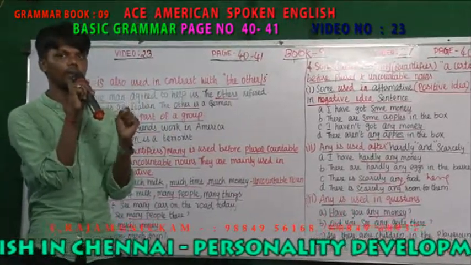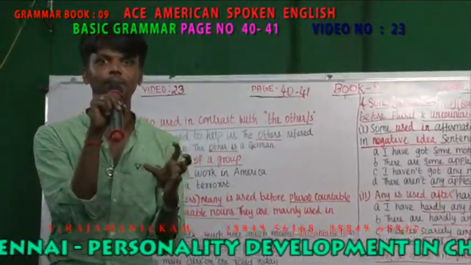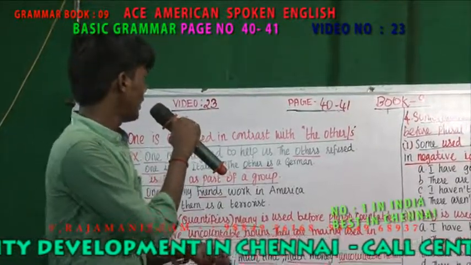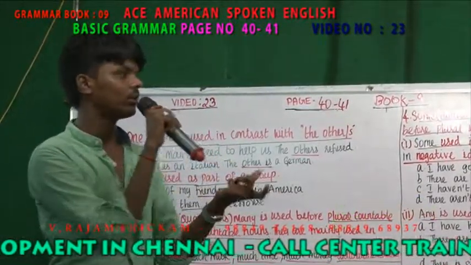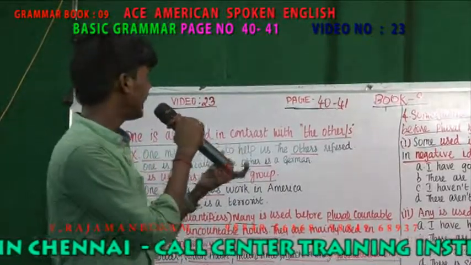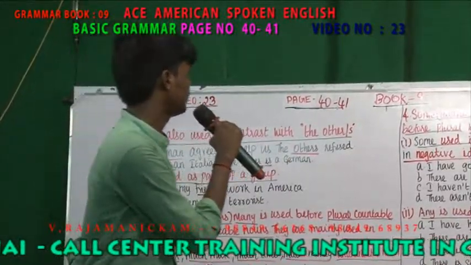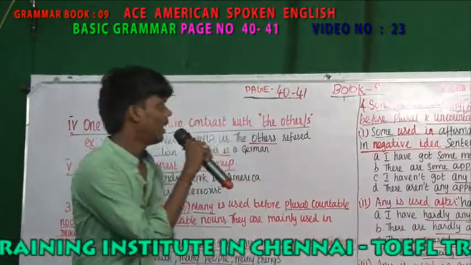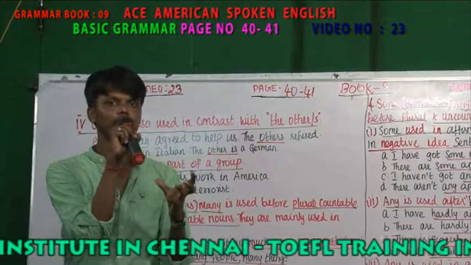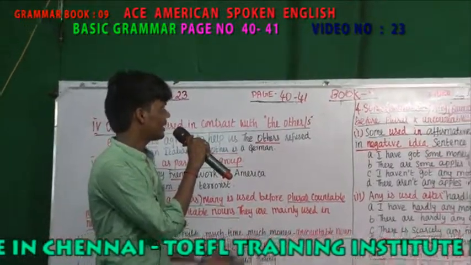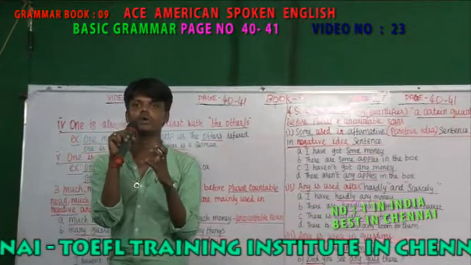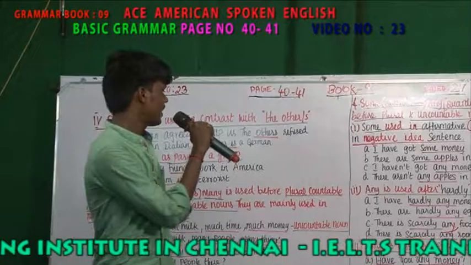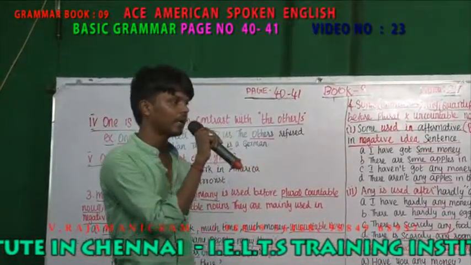Some and any. Here we are using some and any for countable and uncountable nouns. Some is for positive sentences, and any for negative ones. For example for some: I have got some money. Any we can use not only for negatives but also for questions. For example, I can say, have you any money?